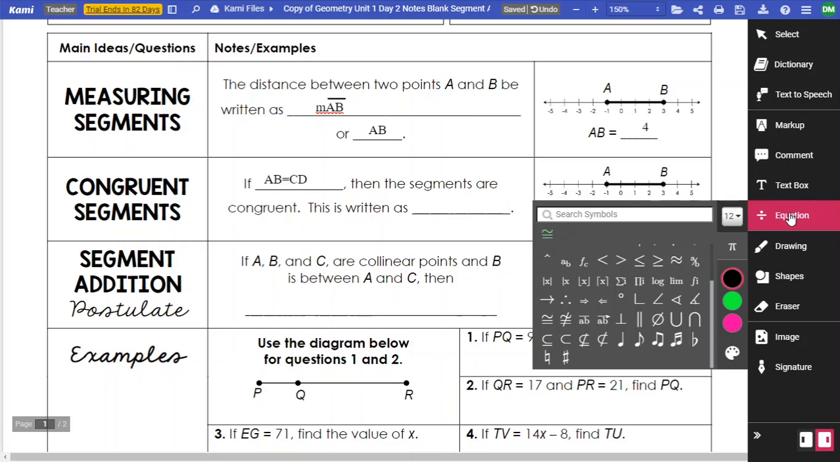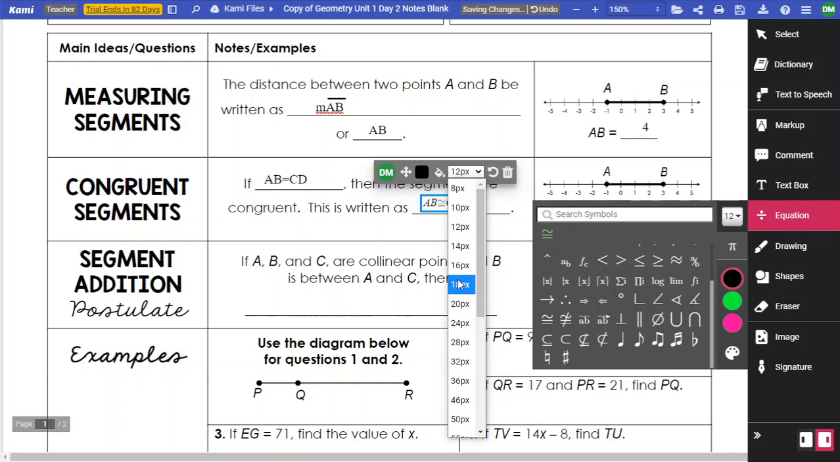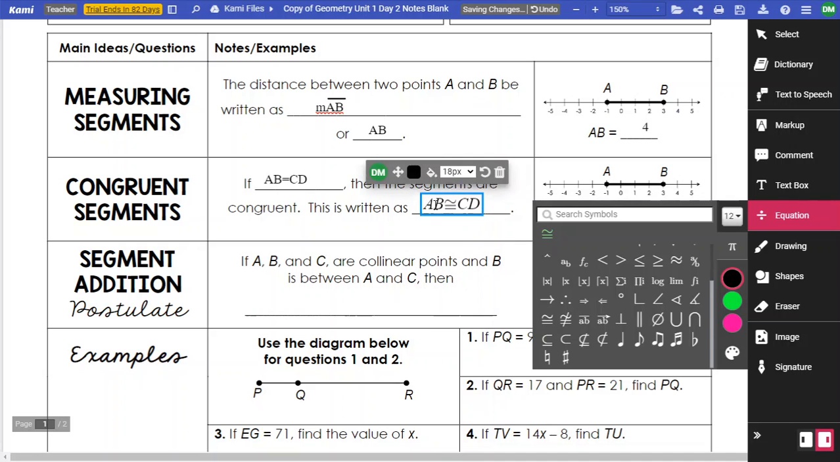I'm actually going to bust out my equation box here, and this is written like this. It is AB, and it's this symbol right here. It's an equal sign with a tilde on top, is congruent to CD. And let me move this up a little bit, and let's make it a little bigger too. All right.